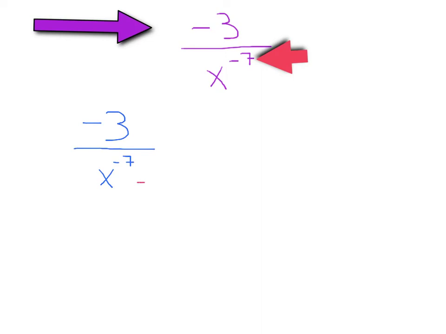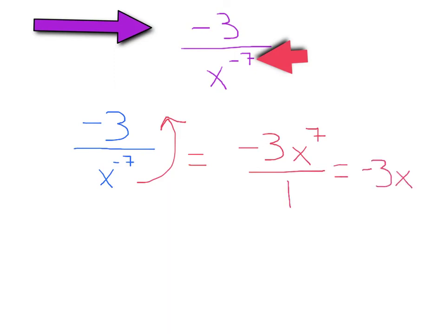You need to move it and change it. So it's in the denominator, we need to move it to the numerator. The negative 3 stays in the numerator, and it becomes x to the positive 7. And when you move everything out of the denominator, technically there's still a 1, but we don't even need to write it. So it's negative 3 x to the power of positive 7.